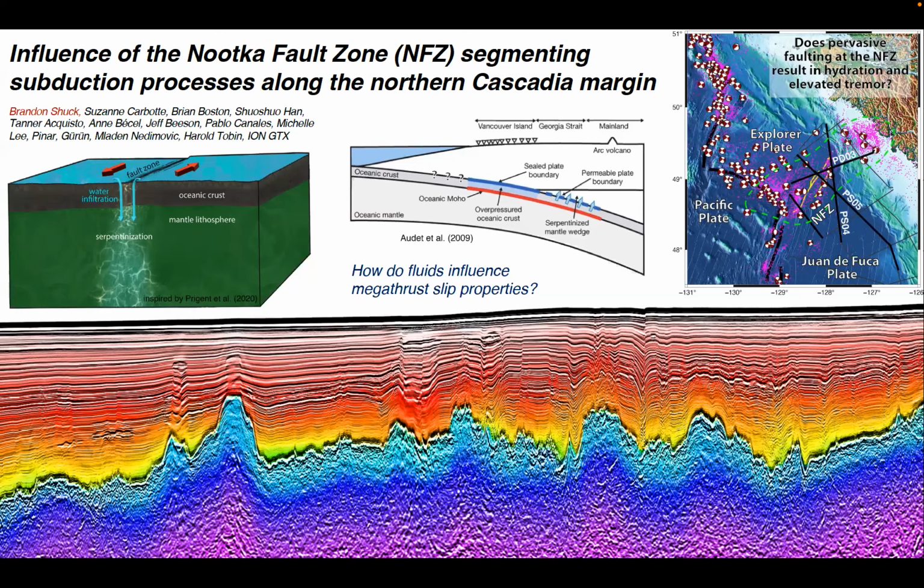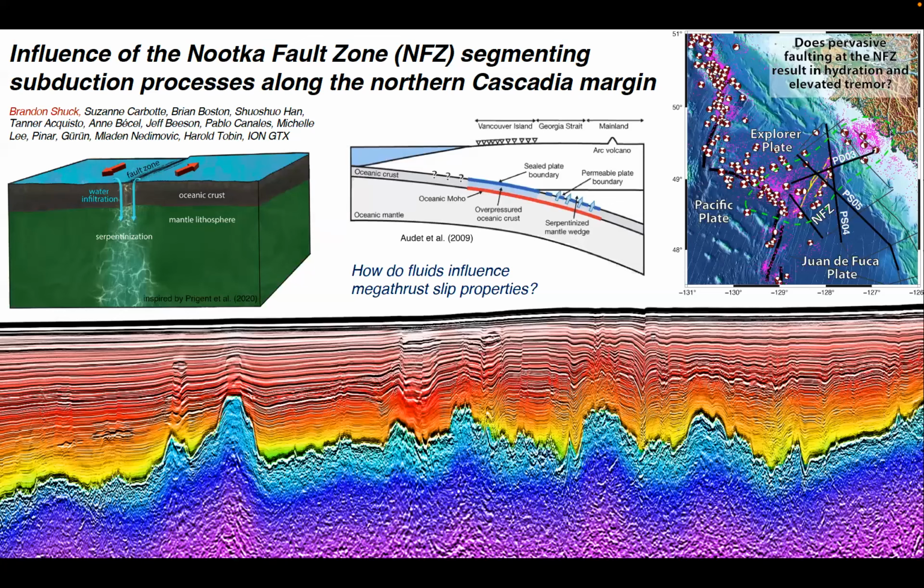I've been working with active source seismic data collected by the Langseth last summer along the Cascadia margin, specifically looking offshore Vancouver Island at the boundary between the Juan de Fuca and Explorer plates, where we have the developing Nootka fault zone. This is a very interesting transform fault boundary where there's a lot of elevated seismicity relative to the rest of the Cascadia margin.